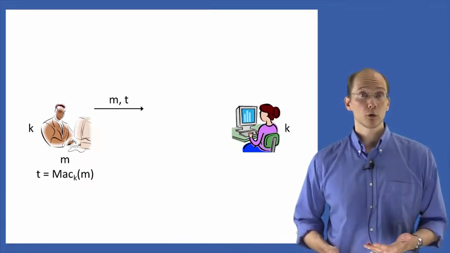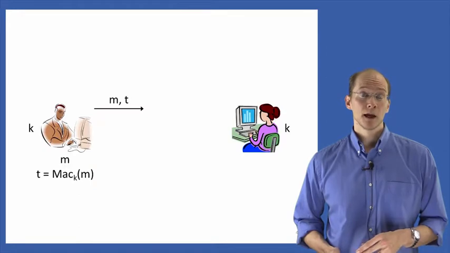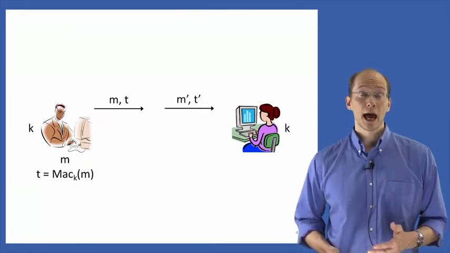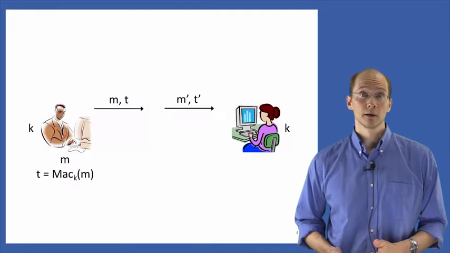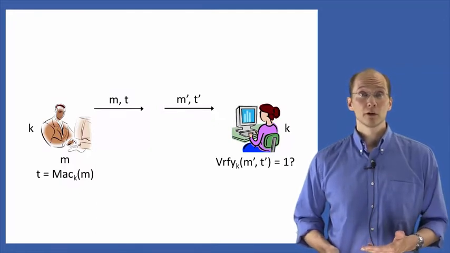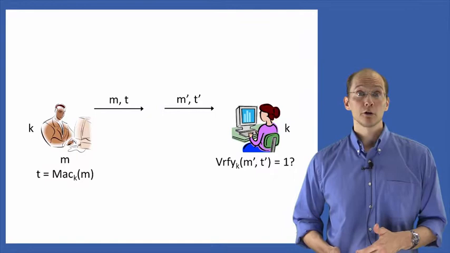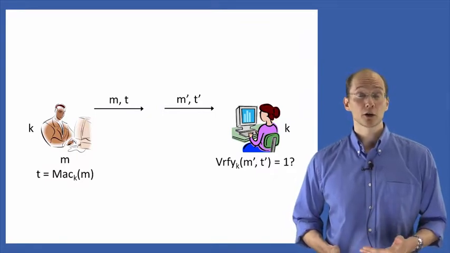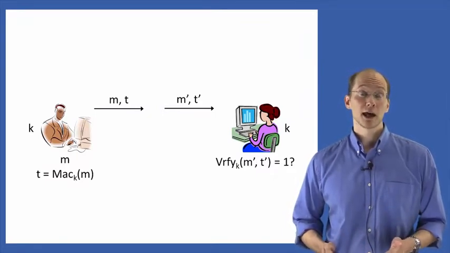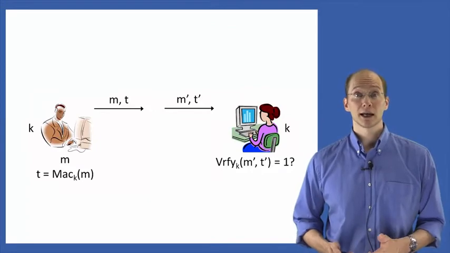And what we're trying to achieve is the following. If we have an attacker who can modify what's sent and replace it with some arbitrary message M' and tag T' of the attacker's choice, then the receiver, when trying to verify correctness of the tag T' on the message M' using the shared key K, should find that the tag is not correct. Verification should in that case return 0, indicating an error.